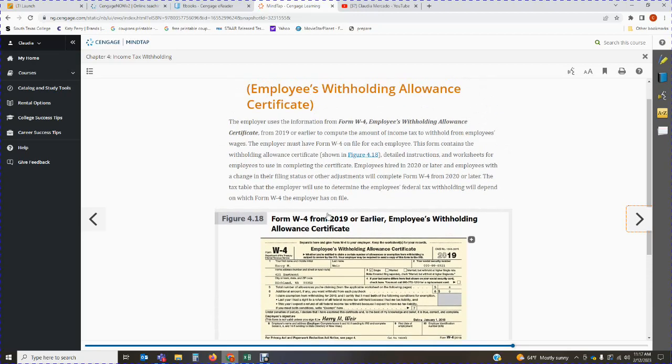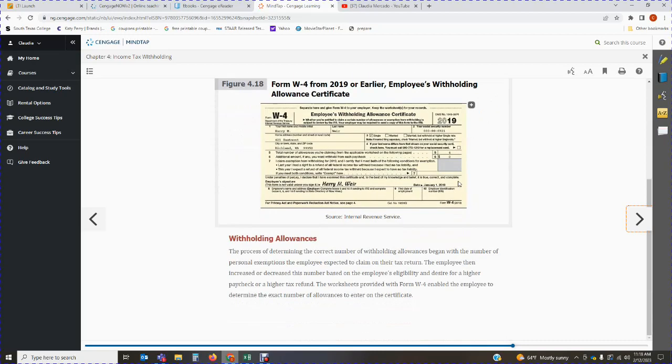But in this form, basically the employees hired in 2020 or from 2019 or earlier, they had to use the number of allowances to deduct the taxes. This form contains a withholding allowance certificate, detailed instructions, and worksheets for employees to use in completing their certificates. Employees hired in 2020 or later and employees with a change in their filing status or other adjustments will complete Form W4 from 2020 or later. Okay, so this is from 2019 and earlier, and then we have the newer form that we have to complete, which is for 2020 or later. That is why we have the differences in calculating taxes when we use the percentage method. Okay.